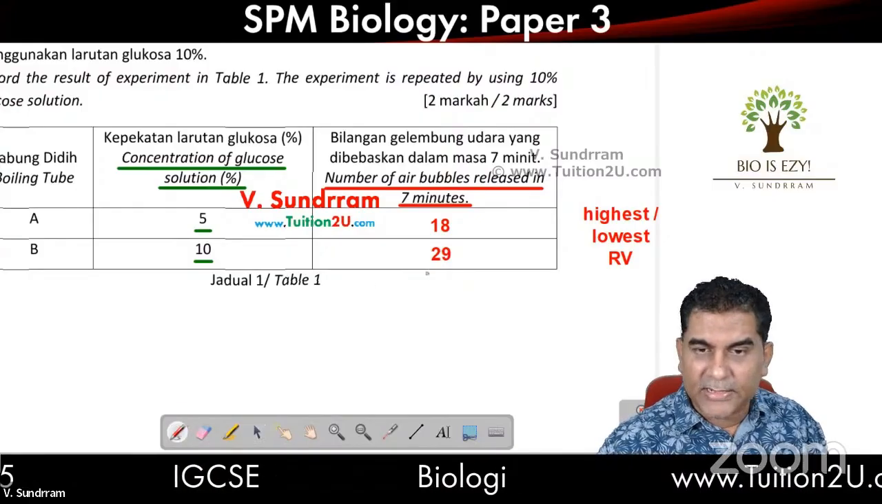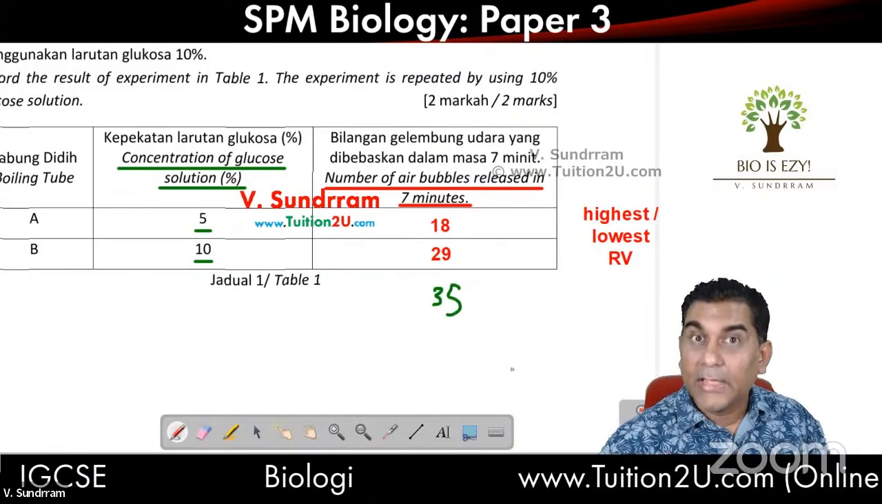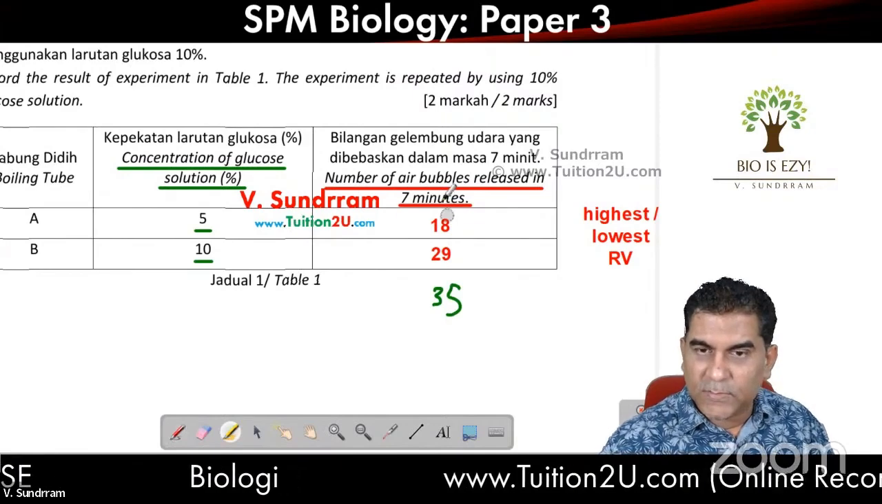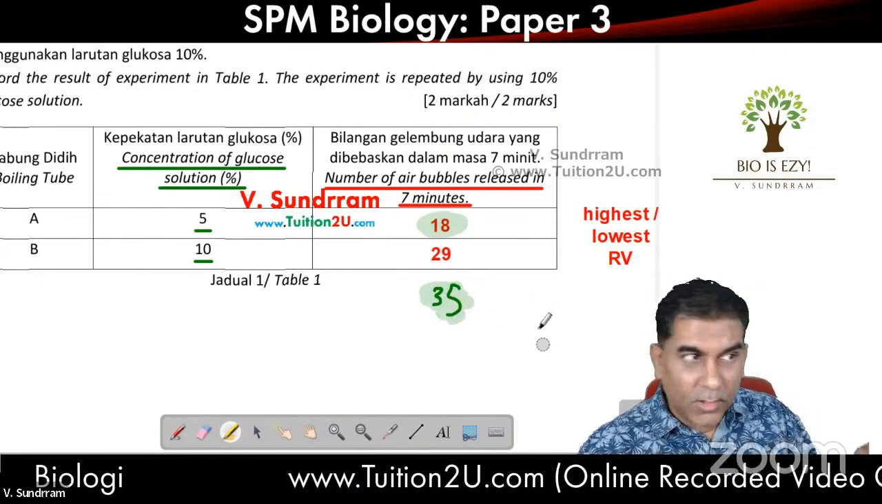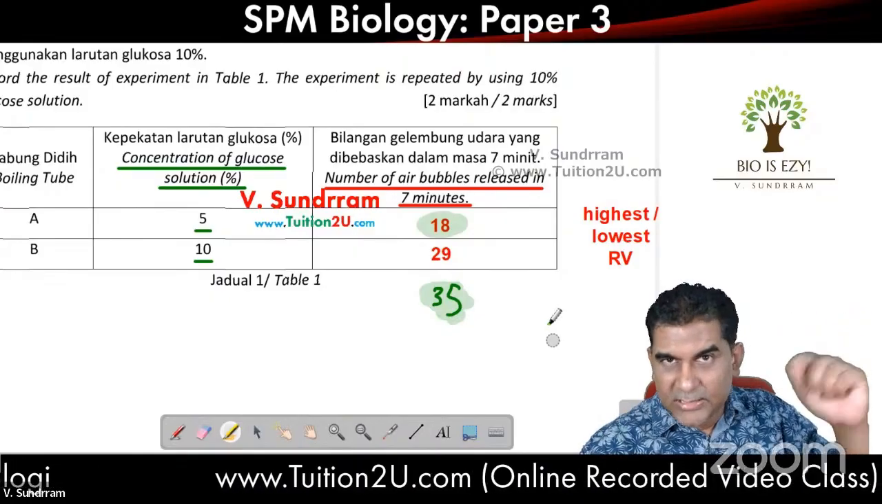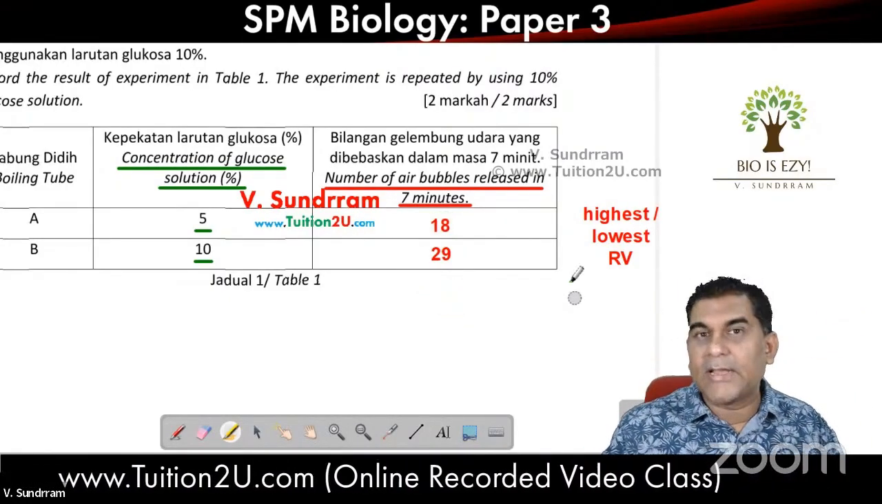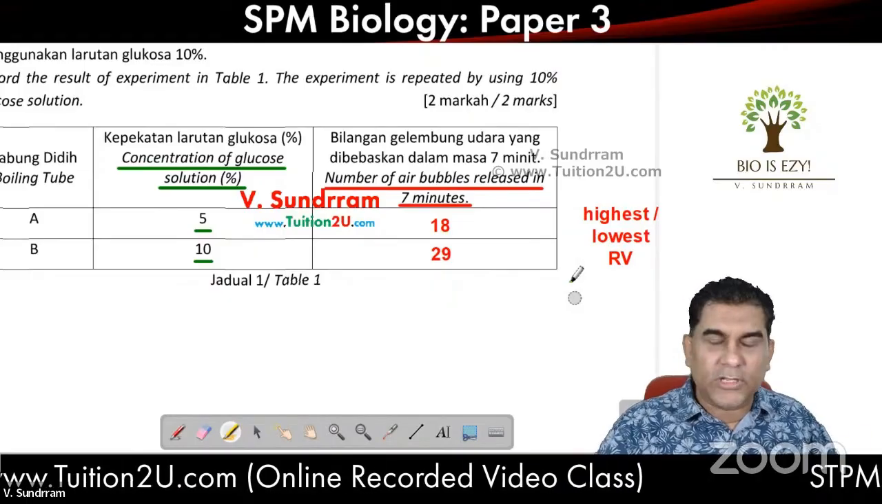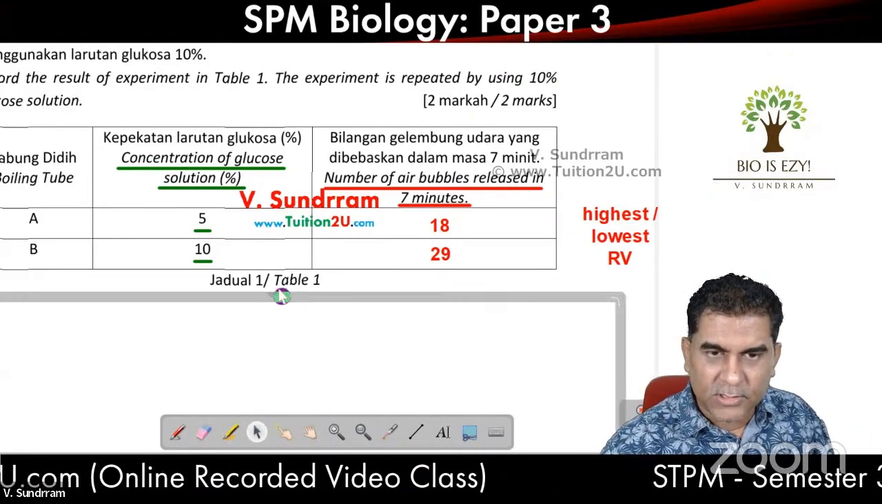For example, let's say the next one is 35. Then what you must do is choose either this one or this one as your observation. Choose the highest or the lowest responding variable. For this experiment, never mind, there's only 2, you can choose either one. So that's what I have done.